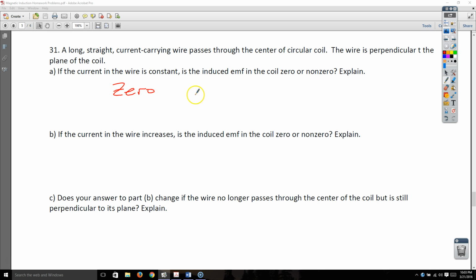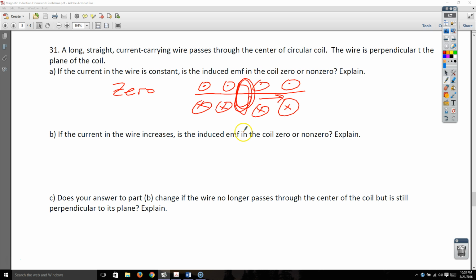And it's 0 because if we think about that coil, so here's our coil and there's our wire, we've got a magnetic field that is coming out of the page on the top and it's going into the page on the bottom. And if that's true, and the coil is the way that we kind of show it here, there are really no field lines going through it. So the magnetic field is parallel to that plane.